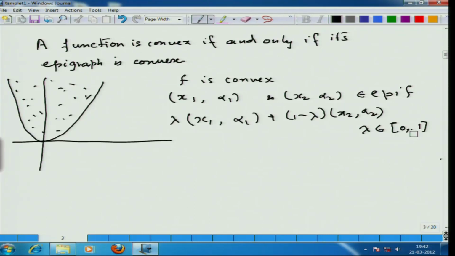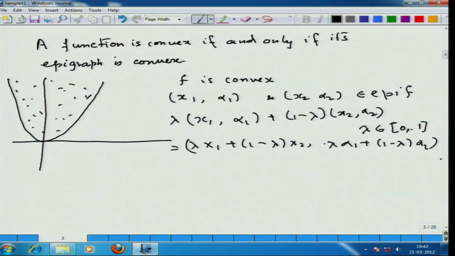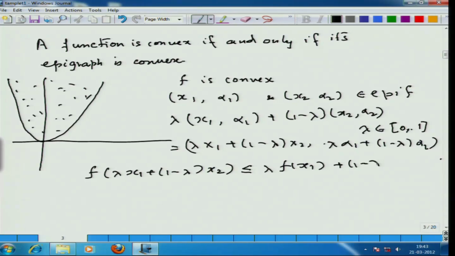then this just means (lambda x1 plus (1 minus lambda) x2, lambda times alpha1 plus (1 minus lambda) times alpha2). So, I have to prove that the epigraph of f is convex. Now, since f is convex, convexity of f tells me that f of (lambda x1 plus (1 minus lambda) x2) is less than or equal to lambda f of x1 plus (1 minus lambda) f of x2.